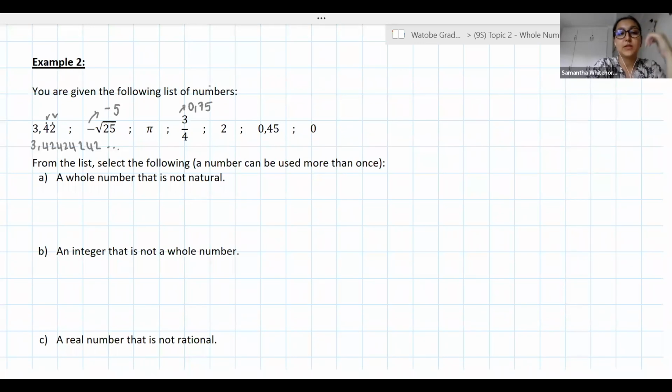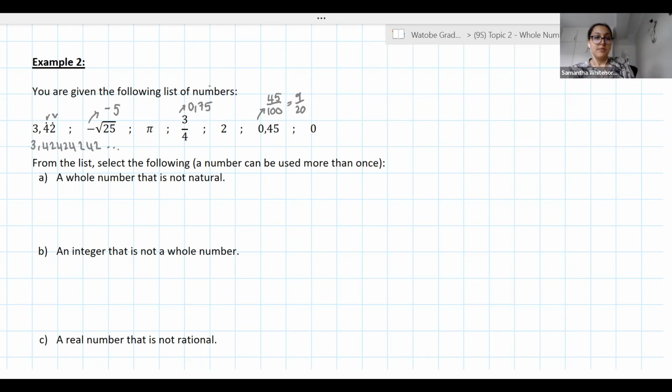We then have the decimal 0,45, which goes back to Naledi's question. It stops, right? It doesn't carry on after the 5, so it terminates, which does mean I could technically write it as a fraction as 45 over 100, which definitely can be simplified to 9 over 20. And then we've got 0. Okay, those are the numbers we are working with.